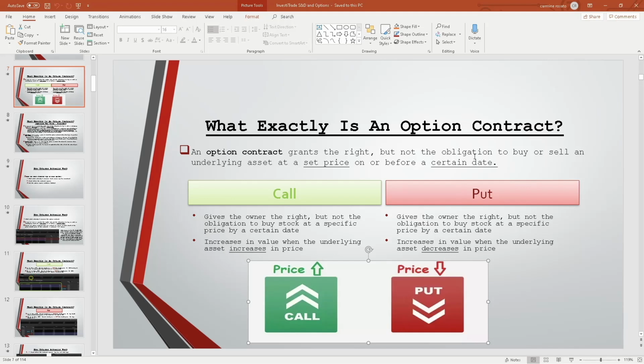Now on the right side, we have puts. So a put is going to increase in value when the underlying asset decreases in price. So think of a put as short selling, or it's a bearish position where you want to long a put when you want the underlying stock to decrease in value. As the stock is moving down, your puts are going to go up in value.